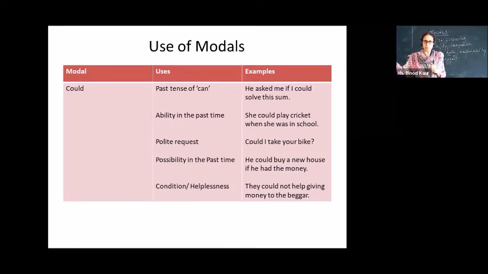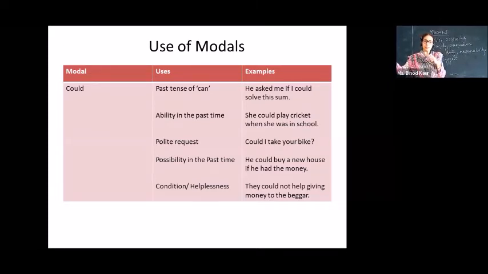Ability in the past time. She could play cricket when she was in school. You need to be particular that if you are referring to any past situation, you need to use could instead of can if you are referring to ability. Polite request. Yeah, this is very important. Could I take your bike?